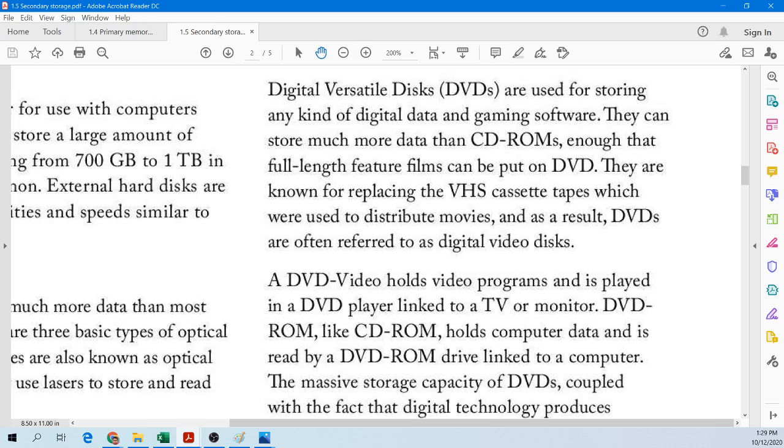Akila, did you read? No, sir. Okay, can you read DVD? Sir, I'm reading from digital, right? Yes.